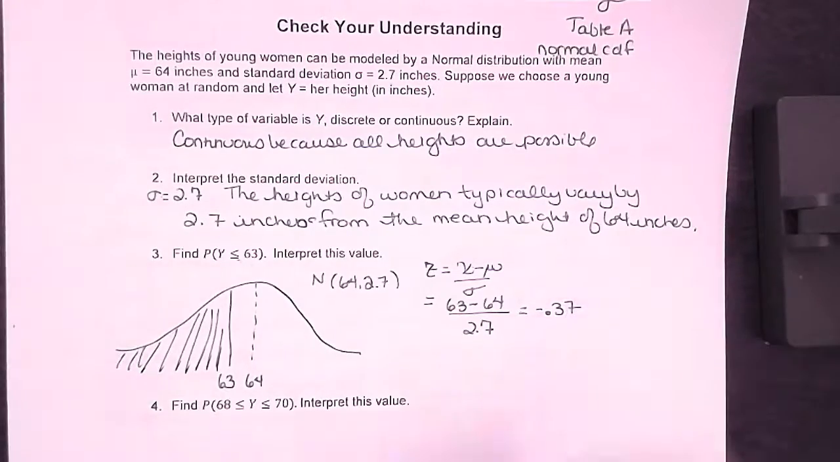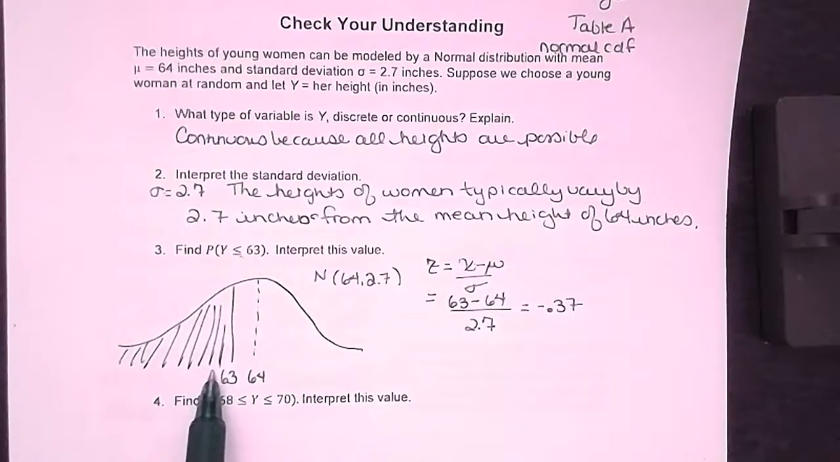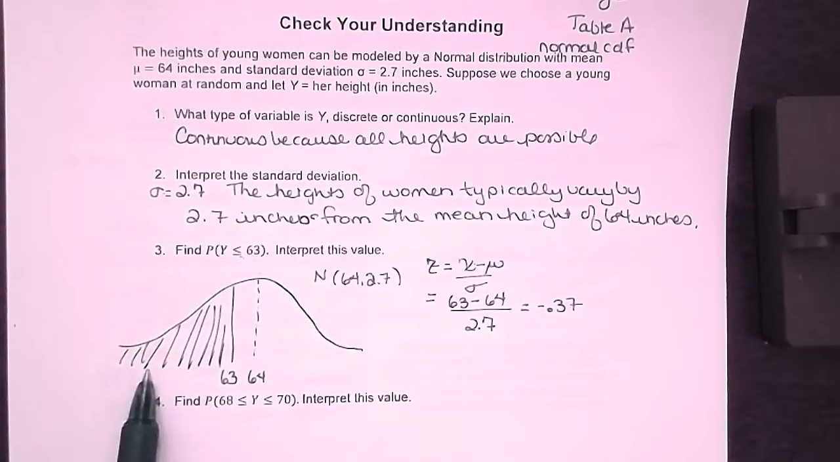Now, if I were to look this up on the table, and that makes sense, right? Because this is below the mean. So when the value is below the mean, it's going to have a negative z-score. If it's at the mean, it has a z-score of 0. And if it's above the mean, it's a positive z-score.